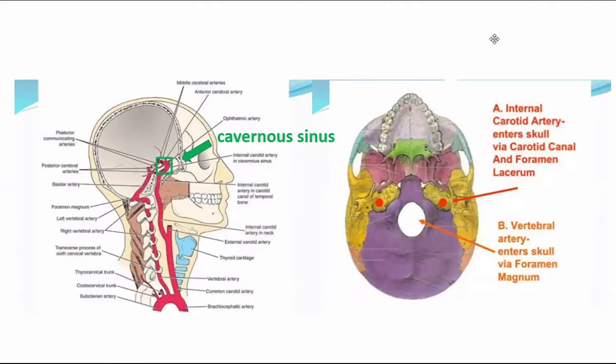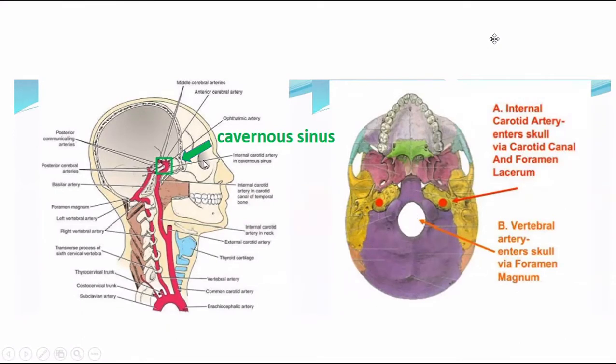Now the ICA goes up and enters the skull through the foramen lacerum, and it goes to the canal called the carotid canal. So this is the picture. This hole here, you can see my arrow, is the foramen lacerum. This canal here is the carotid canal, and then the internal carotid eventually ends up in the cavernous sinus. Now this is the hole for the foramen magnum where the vertebral artery enters. We will discuss that later.